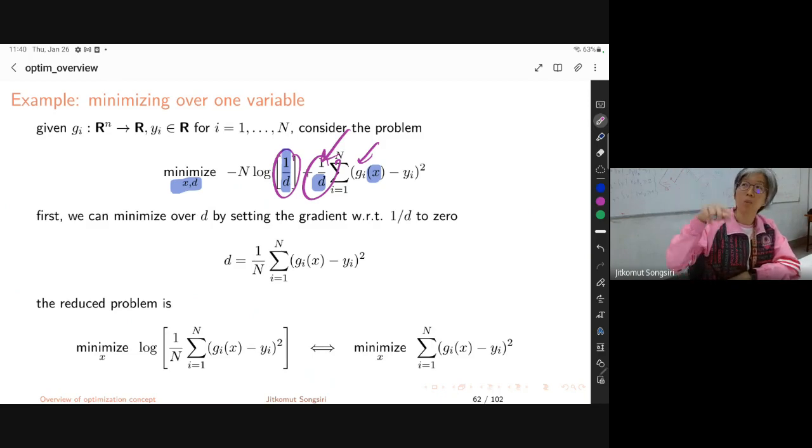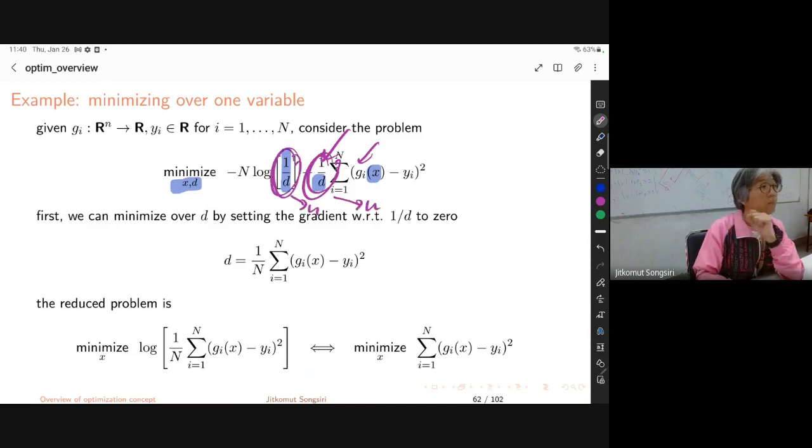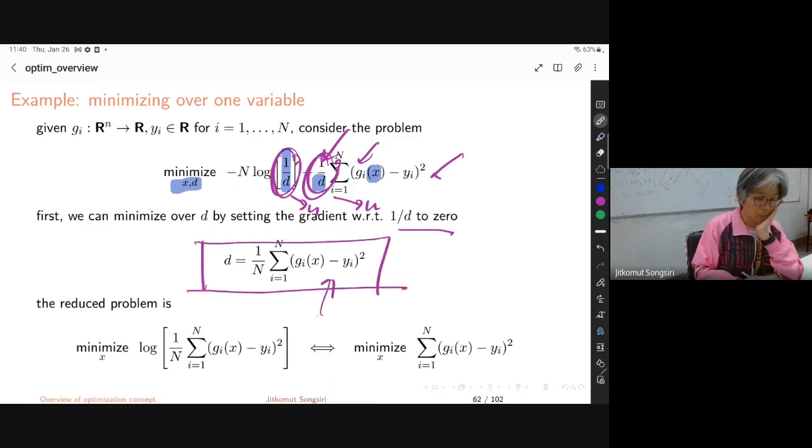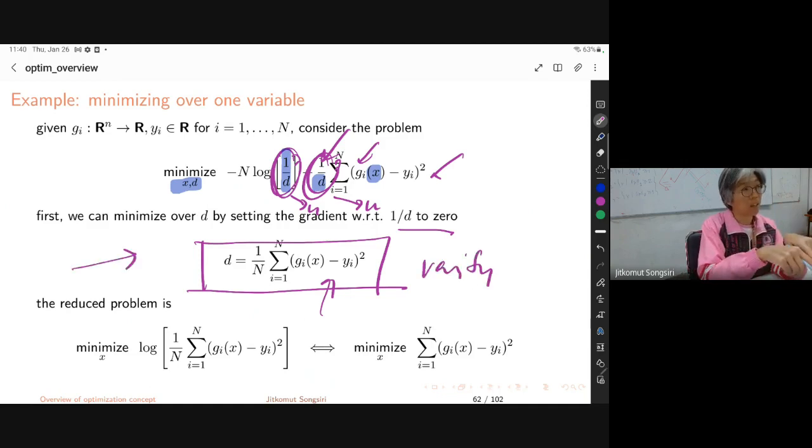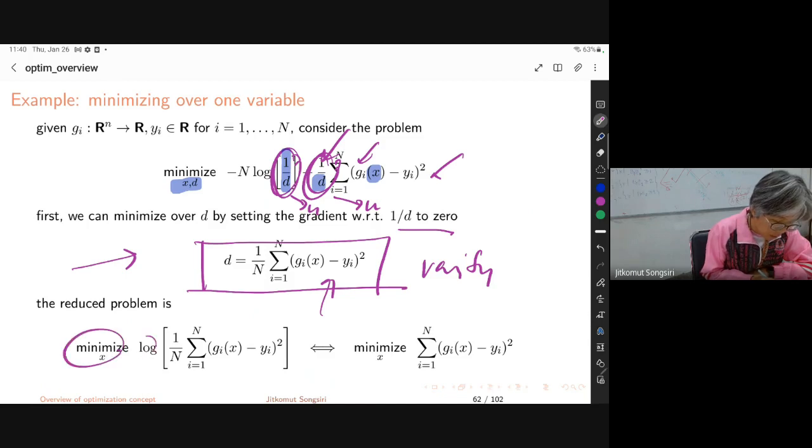If I need to minimize over x and d, I can minimize over 1 over d first. I look at this as a new variable. So I take the gradient with respect to 1 over d, set it to 0, and d is given by this expression. Please verify. These appear in log likelihood estimation of a nonlinear additive noise model. So the reduced problem becomes minimizing over x only, but it's the log of this expression.